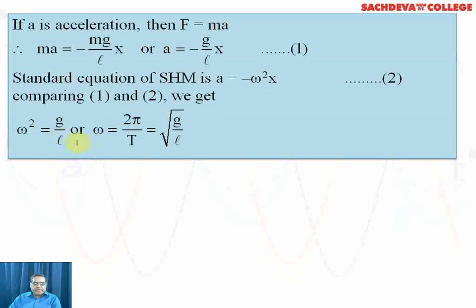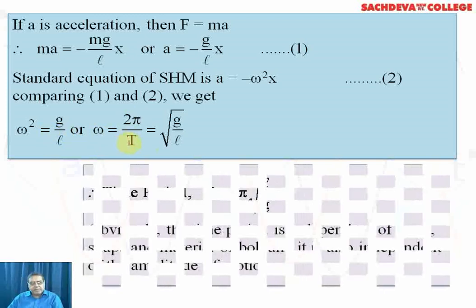So we equate the two numbers and, eliminating a, we will get the value of omega square. The omega square will be estimated as g by L, or omega will be under root g over L. Now when we say omega, omega can be written as 2 pi over T, or it is 2 pi n. So we can get the values of time period and the frequency of oscillation from that function. But the basic function is omega square, that is g over L, and omega can be taken as 2 pi over T.